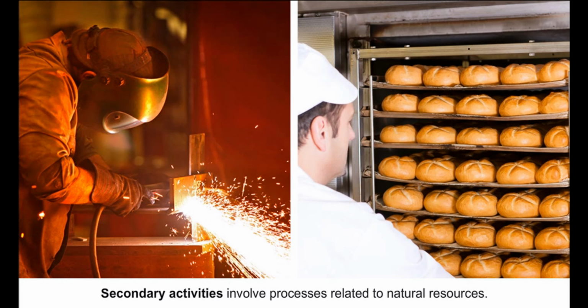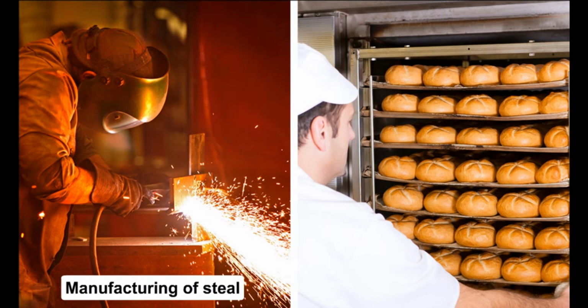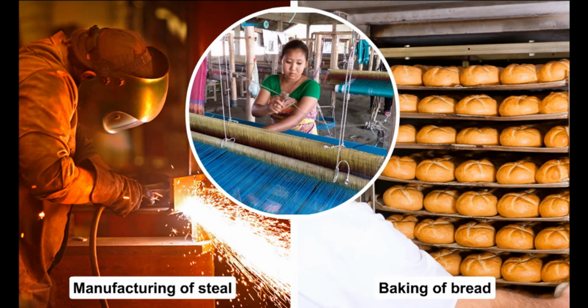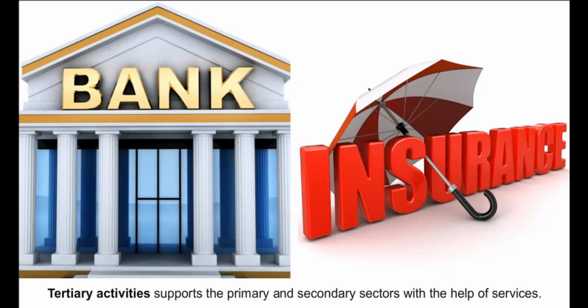Secondary activities involve processes related to natural resources. Example, manufacturing of steel, baking of bread and weaving of cloth. Tertiary activities support the primary and secondary sectors with the help of services. Example, banking, insurance, transport, etc.